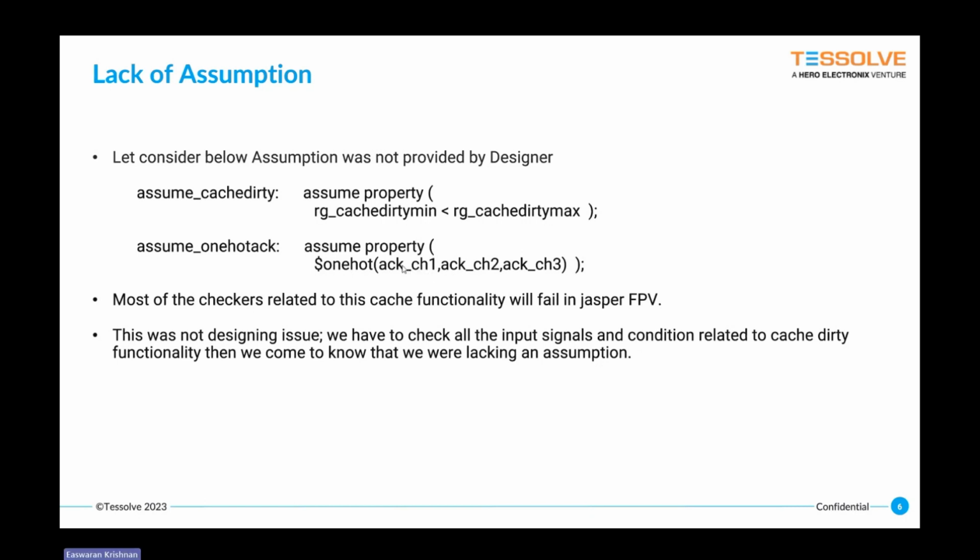So if we are missing these two assumptions while verifying a cache model, most of the checkers related to this cache functionality will fail in Jasper. But this is not a design issue which we need to report. We have to check all the input signals and the cache conditions related to this cache data functionality. Once we debug all these signals, we will come to know that we were actually lacking an assumption. This way we can find the failure reason, like we are missing some assumption. This is the second one.